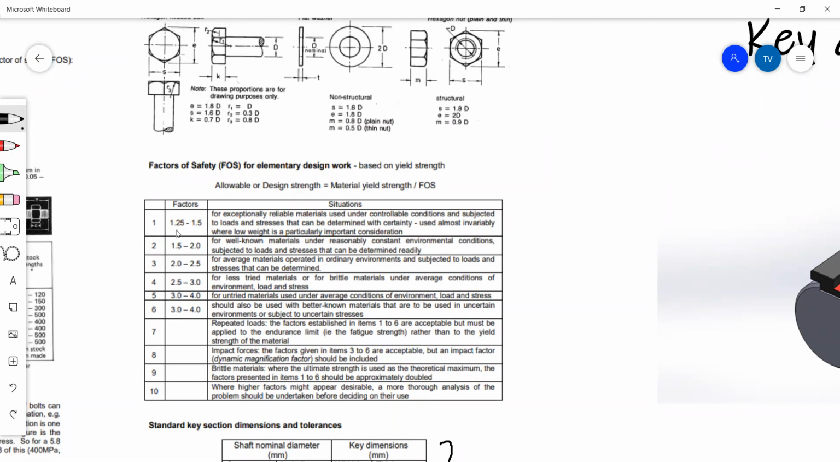You'll see here that a factor of safety of 1.25 to 1.5 is for when we have a very reliable material and the conditions are very predictable, basically. And as the conditions get less predictable, the factor of safety increases, which is what we would expect. Now, as it is, our cast iron is a very predictable material, and we know with some certainty the types of forces that we'll be experiencing. So our ideal factor of safety will be 1.25 to 1.5. Okay, so keeping that in mind, let's go back to our calculation sheet.